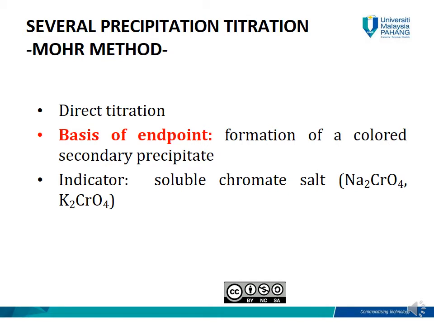Okay, so what we can say about Mohr method is that it is a direct titration, and the endpoint is actually the formation of a colored secondary precipitate. The secondary precipitate is actually silver chromate. And the indicator most commonly used is a soluble chromate salt, like sodium chromate or potassium chromate.